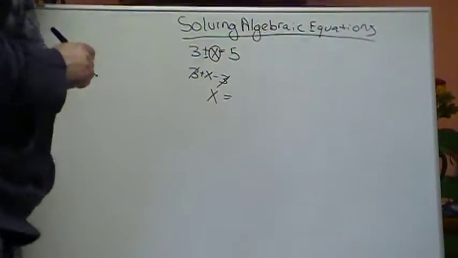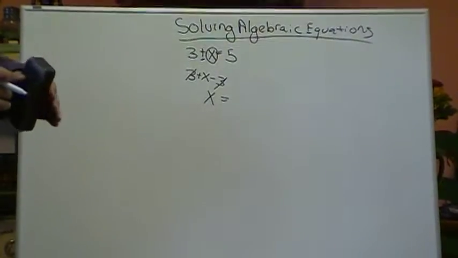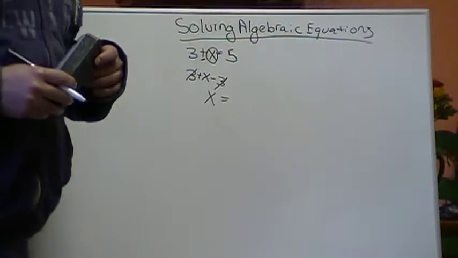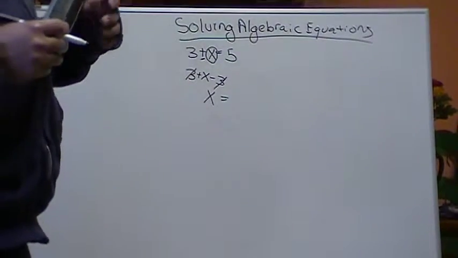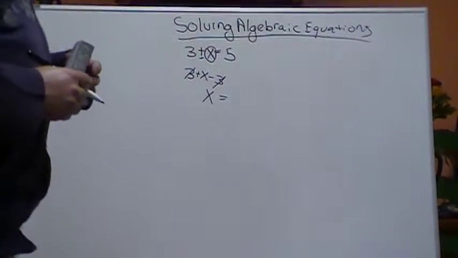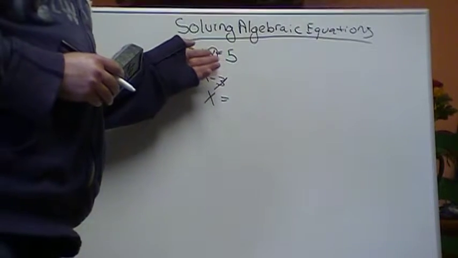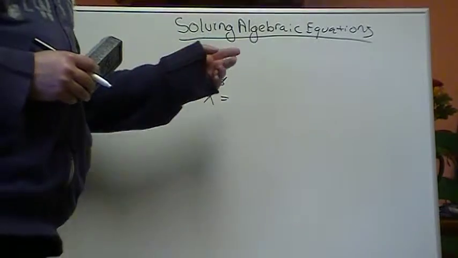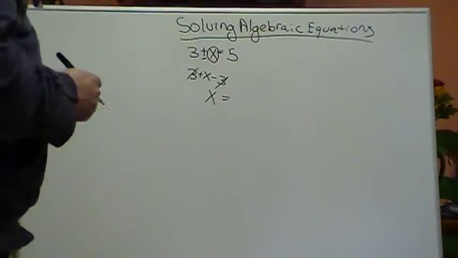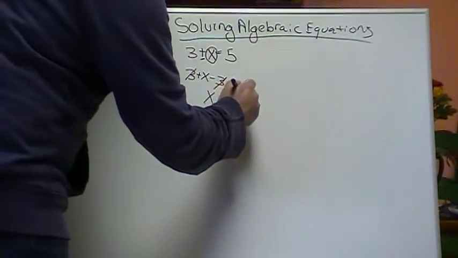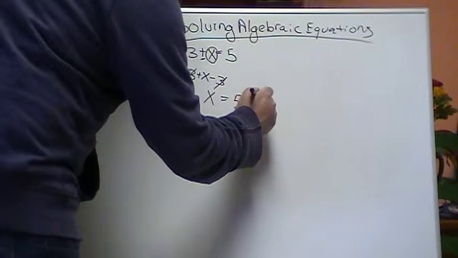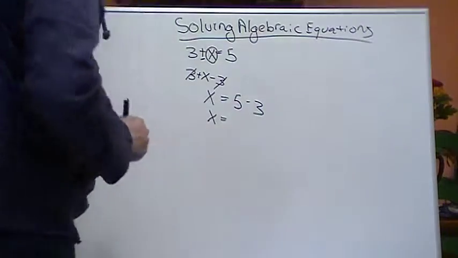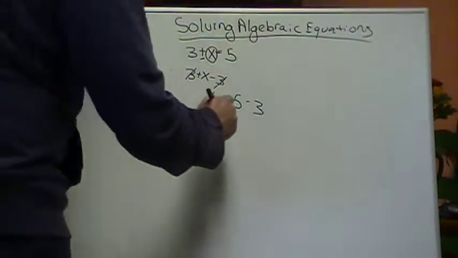But a fundamental principle of algebra is that what you do to one side of the equation, you must also do to the other side of the equation. We must keep the balance. And if I subtract a 3 from this side of the equation, I also have to subtract a 3 from the other side of the equation. So that's going to be 5 minus 3. So x is going to equal 2.